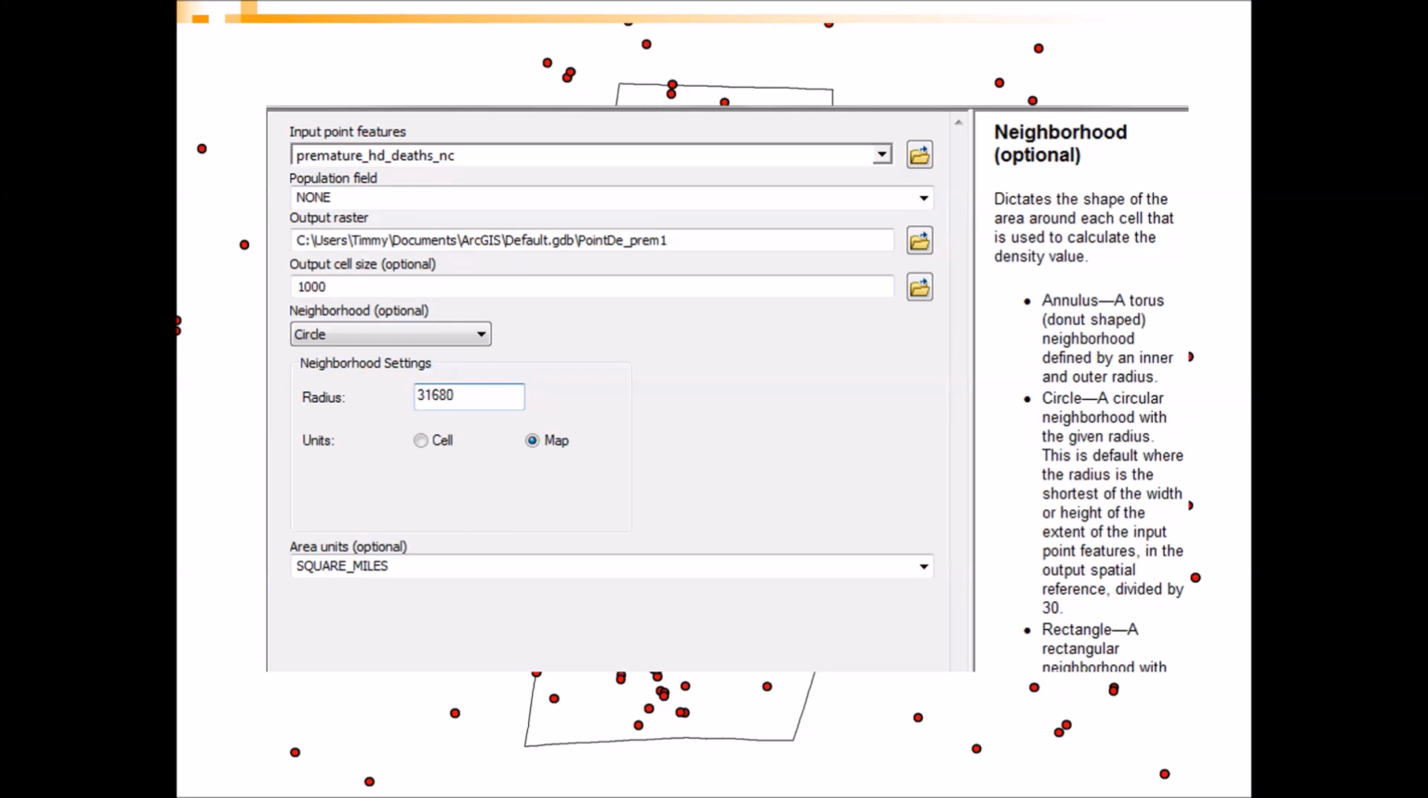Why are donuts important? Especially in crime analysis, we'd set up the idea of a donut. It's called an annulus, A-N-N-U-L-U-S. Why do they use annuluses in crime analysis? What's so important about a donut?